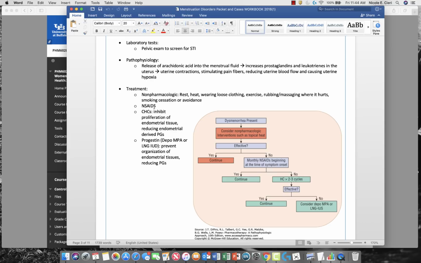Again, NSAIDs can be used, especially if the patient is having worse blood loss with the dysmenorrhea. And then, similar to a lot of our different therapies, combined hormonal contraceptives can inhibit proliferation of endometrial tissue.